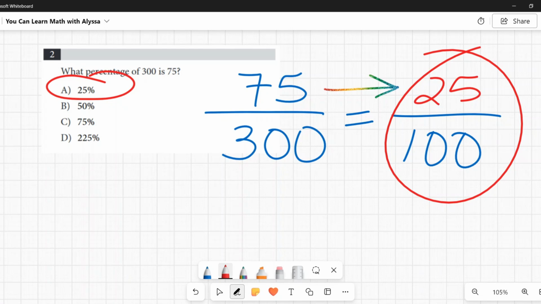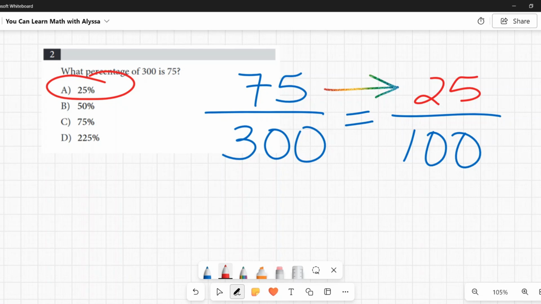And again, I would still get that same answer, A, 25%, because 25 hundredths is the same as 25%. Again, both of these are right. I'm just trying to show you different ways to do it, so whichever is most comfortable for you, whatever makes the most sense for you, whatever is the fastest for you, that's the way you should do it. Any way you do it, A is your answer.